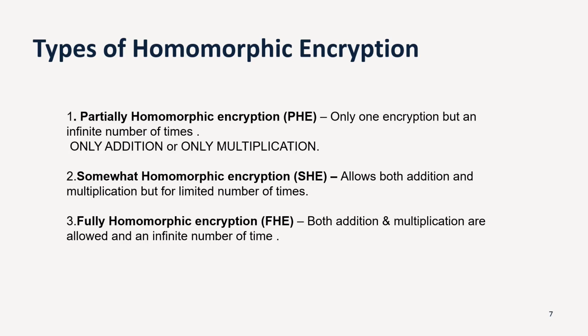Second is the somewhat homomorphic encryption scheme, the SHE. It allows both addition and multiplication, but a limited number of times, right? And the third one is the fully homomorphic encryption scheme. It allows both addition and multiplication, and it can be done infinite times. So these are the various encryption schemes. Basically, these are mathematical models that can be used to perform homomorphic encryption.